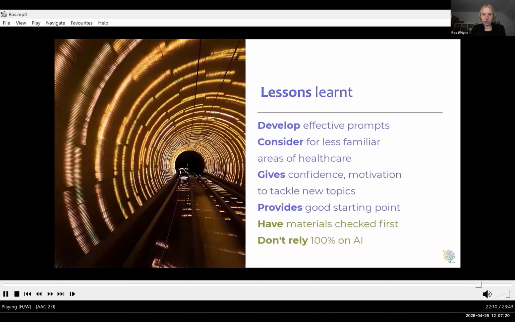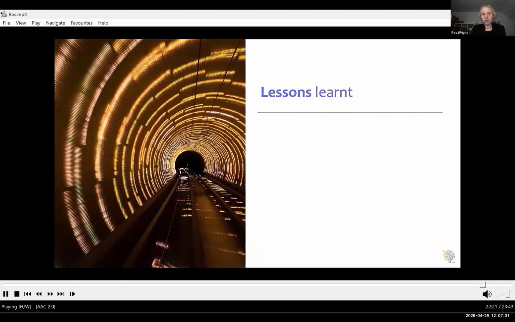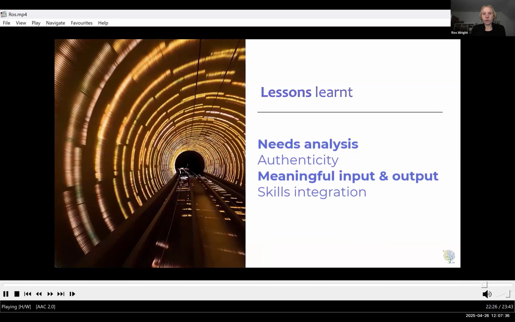But I would endeavour to carry out checks on the materials before using them in class, and I would most definitely warn against relying on it entirely. The important point I'd like to make before we finish is not to forget the key issues around materials development in this field. So carrying out a solid needs analysis, ensuring authenticity both in terms of texts and tasks, making sure that what we expect from our learners is meaningful and that skills, functional language and grammar are fully integrated.